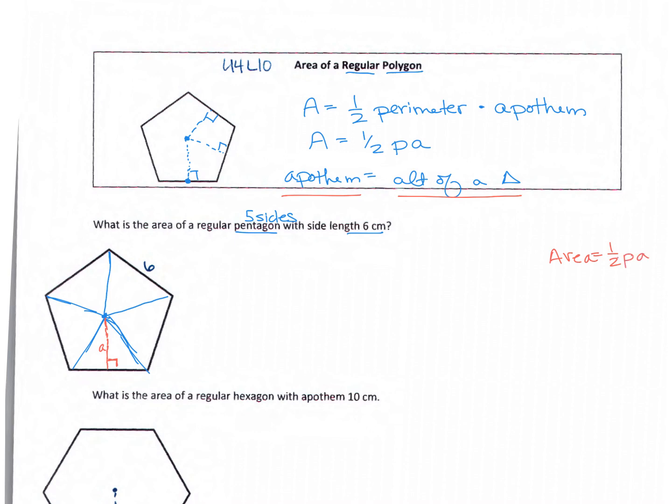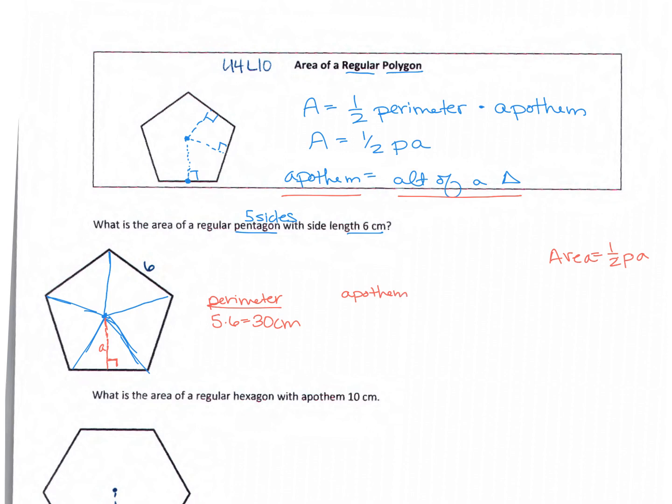So I need to go calculate some things. First of all, the perimeter is pretty easy. There are 5 sides, and they're all 6 centimeters in length. So the perimeter, I would add up all 5 sides that are 6, and I get 30. So the perimeter of this problem, 5 sides that are all 6, is 30 centimeters. So that's part of it. But now I also need this apothem.